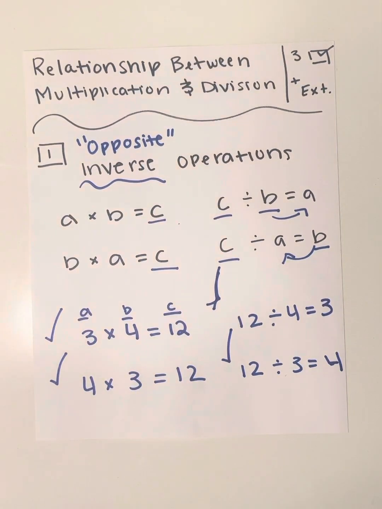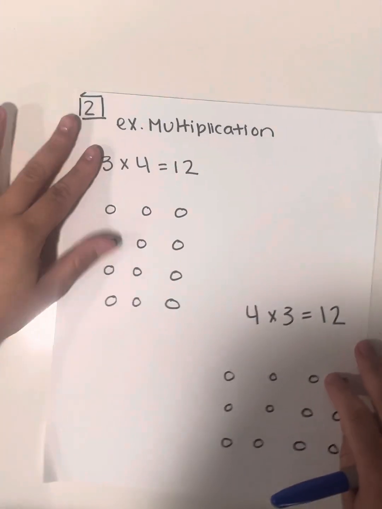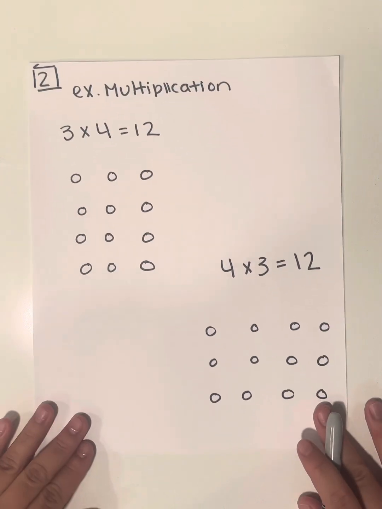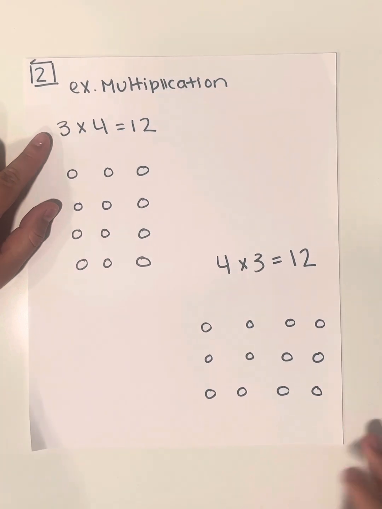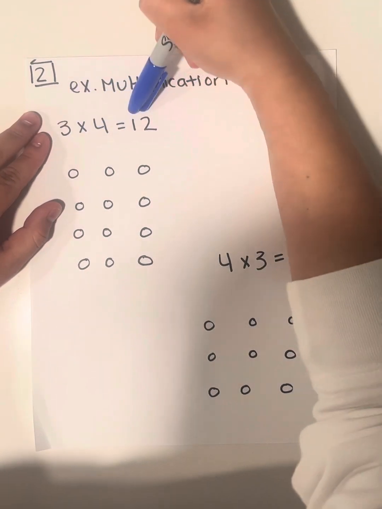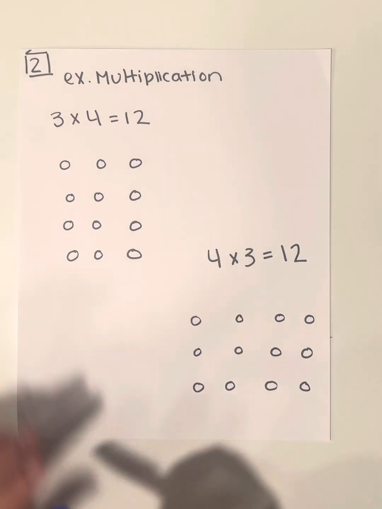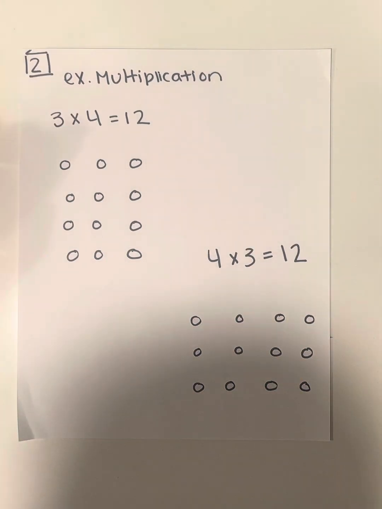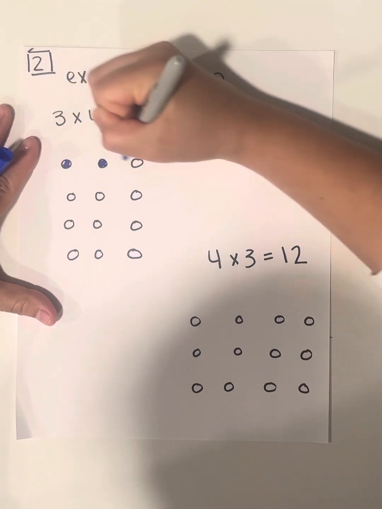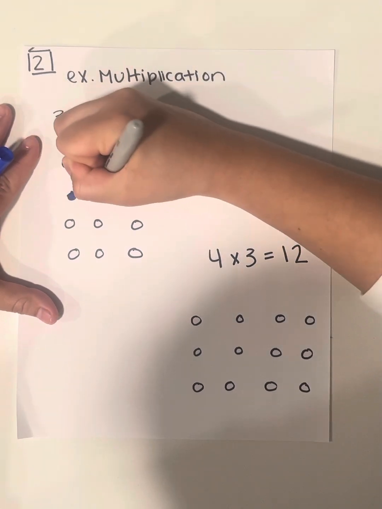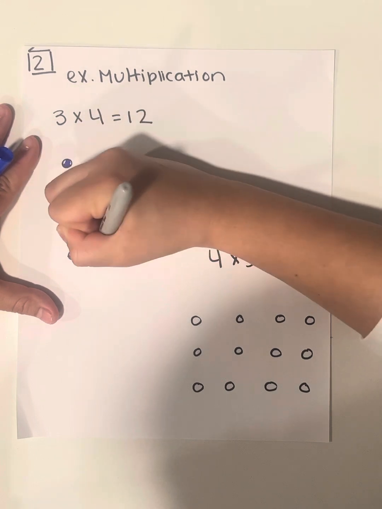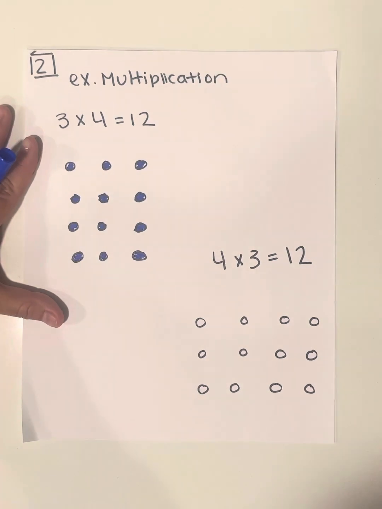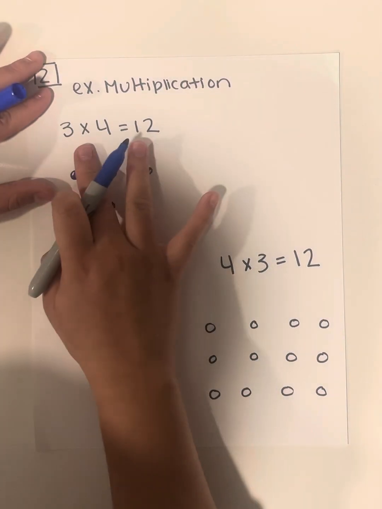Let's go ahead and move on to our second box. In this box over here, we're going to be going over multiplication. So we see that 3 times 4 is equal to 12. That can also be read as 3 groups of 4 is equal to 12 circles. So let's first make sure that we have those 12 circles here. 1, 2, 3, 4, 5, 6, 7, 8, 9, 10, 11, 12. That's correct.